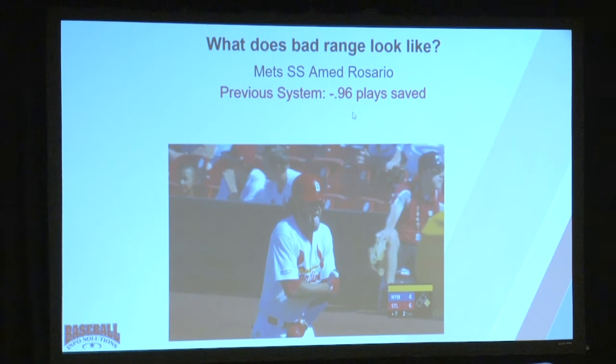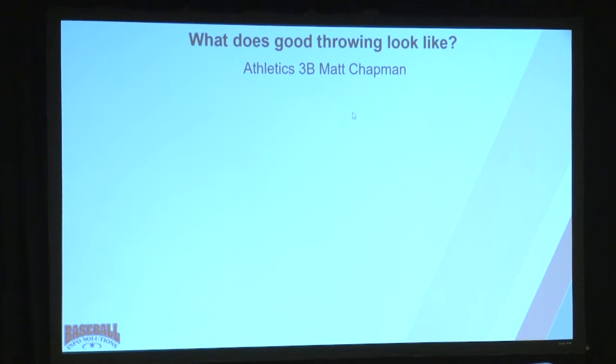In our previous system, that play was a near lock. He lost 0.96 of credit, meaning that play is turned into an out 96% of the time. Similarly, in our system, small loss of credit for positioning, similar credit for range. The total value is negative 0.94, so essentially the same. But again, he loses the credit in his range component as opposed to his throwing component.